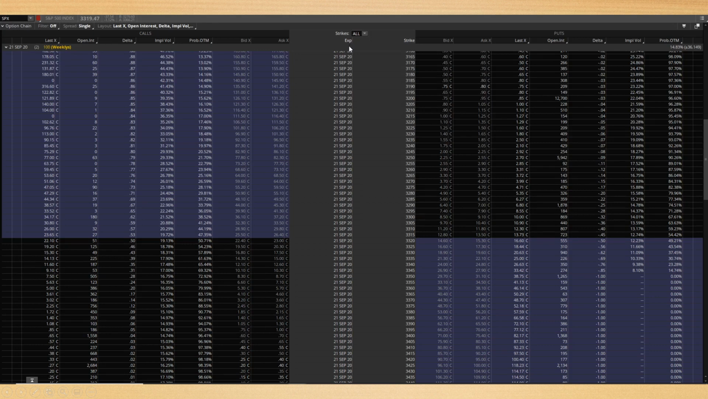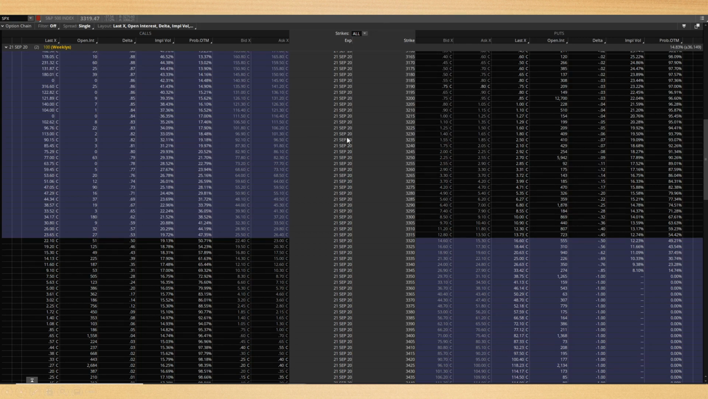Right here in the middle of your options chain, you'll have your expiration date. What this means is your expiration date is the last day that the option contract is valid. At the market close on expiration day, the contract will be no more. It will cease to exist. Okay? If that options contract is not in the money, it will expire worthless. All right?